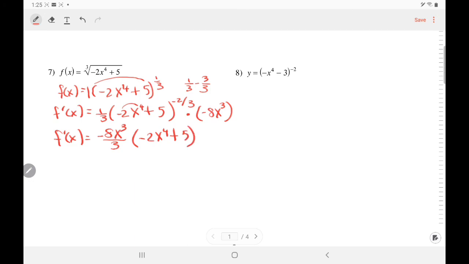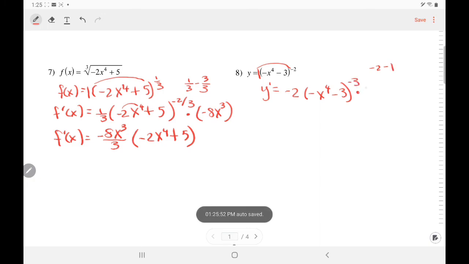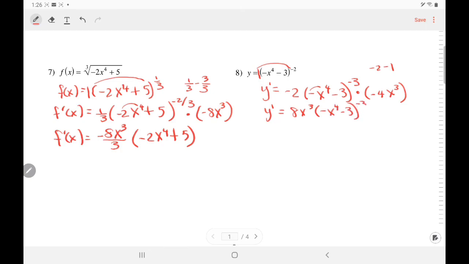One last one. In number 8, it's already in exponential form, so we proceed to derive. Remember that invisible 1, we're going to multiply. So negative 2, (negative x to the fourth minus 3), subtract negative 2 by 1. So that's negative 3. Multiply by the derivative of the inner function, so that would be negative 4x cubed. Simplifying, negative 2 times negative 4 is positive 8x cubed, times (negative x to the fourth minus 3) to the power negative 3.